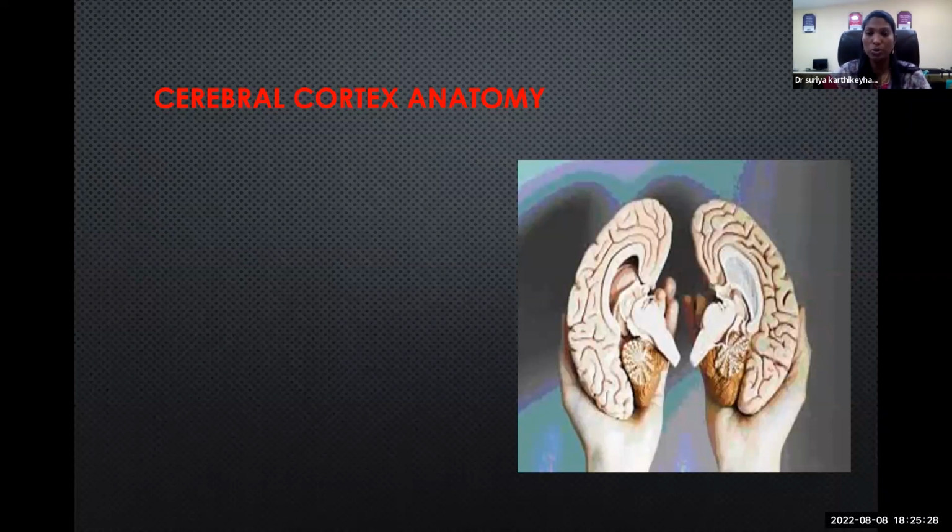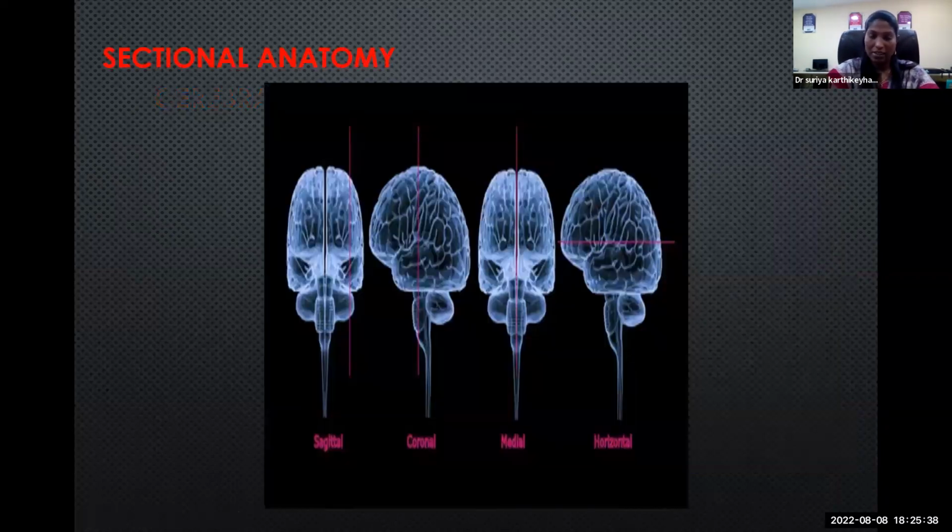Okay, it has two cerebral hemispheres, which are divided into two equal halves. Okay, and then about sectional anatomy, we are going to see the anatomy in different sections.